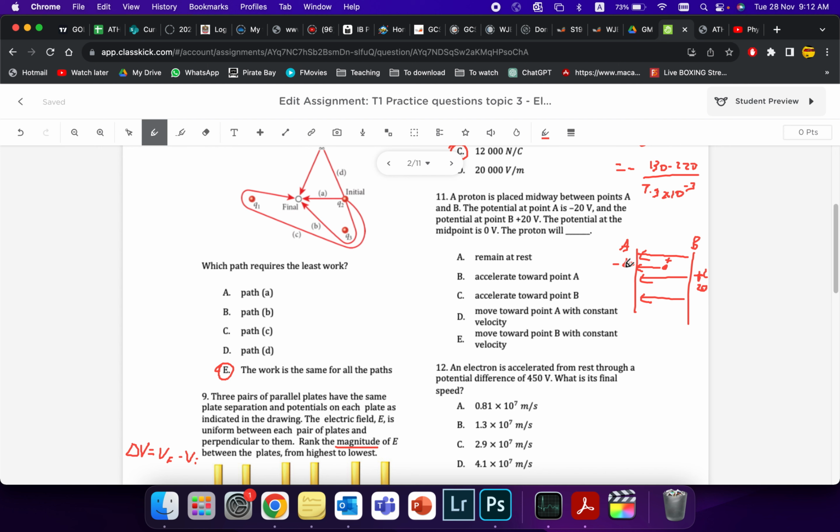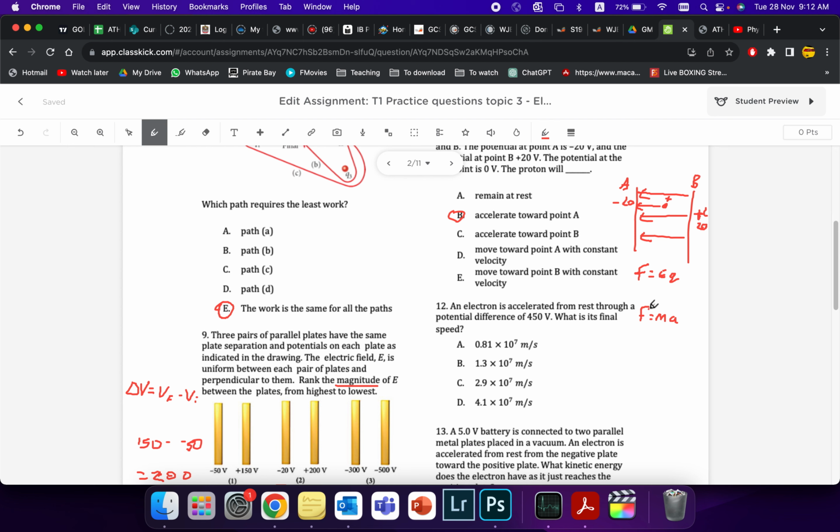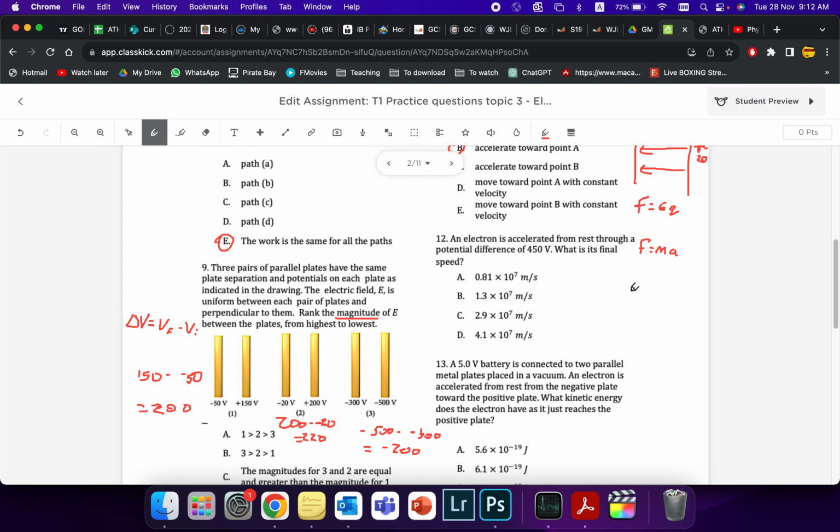He'll go towards A. Now, he will not just go at a constant velocity, he will accelerate towards A. Why? Because F equals EQ. This is a force. A force makes any mass accelerate. Newton's second law. A force makes a mass accelerate. The proton accelerates. So the idea is he will accelerate towards A. You don't need to use the formula, it's just me explaining why it accelerates and not constant speed.